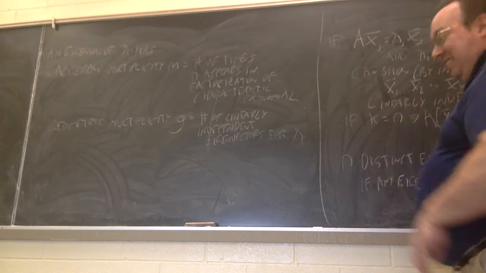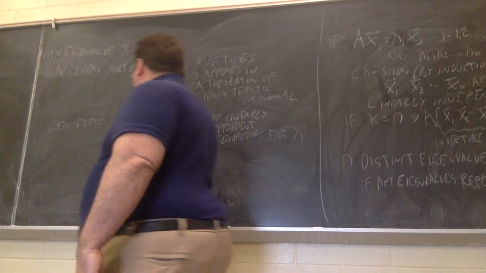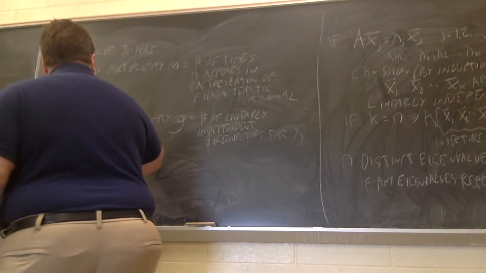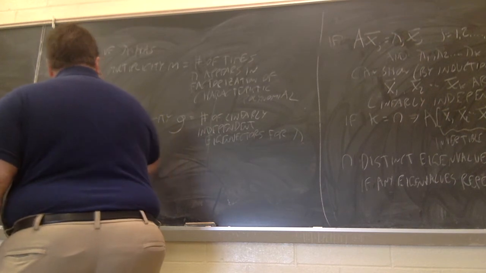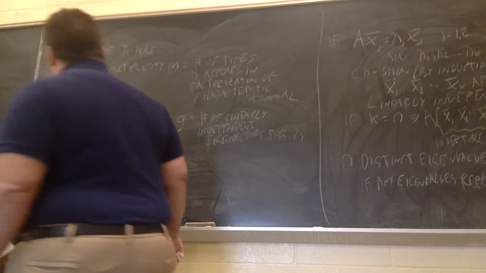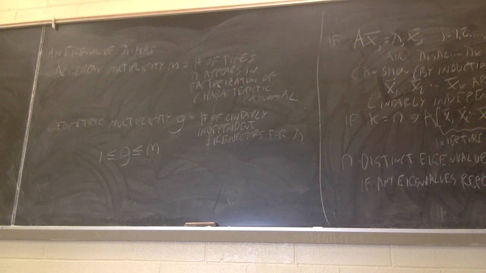All right. So a relationship between algebraic and geometric multiplicity is that the geometric multiplicity is always less than or equal to the algebraic, and the geometric is also at least one. So every eigenvalue is going to have at least one linearly independent eigenvector, but that could never exceed the algebraic multiplicity.